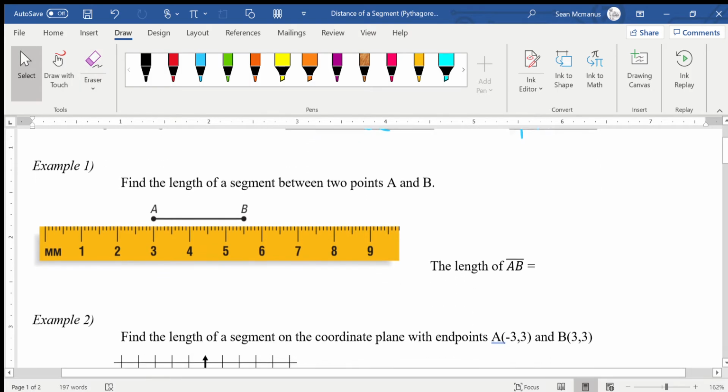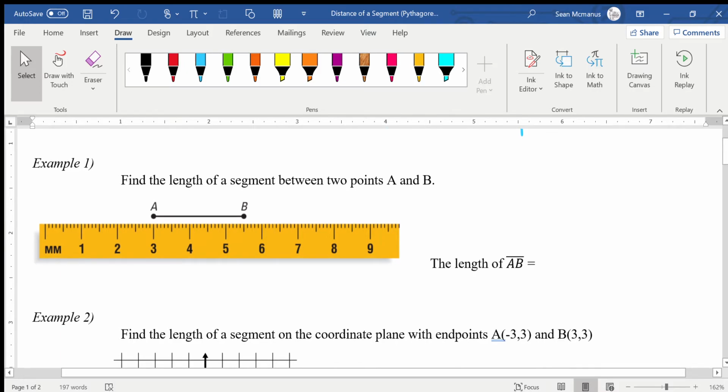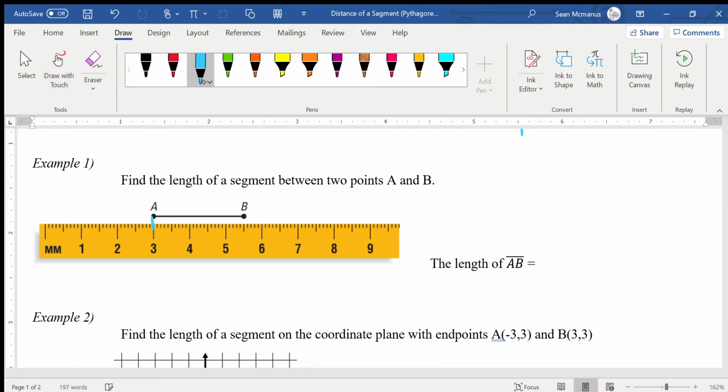So example 1, find the length of the segment between point A and point B. So I can see A starts here at 3 and finishes at 5.5. So that would be 2.5, and this is actually, if I look closely, measured in millimeters, not inches. So the length of AB equals 2.5 millimeters, are the units here.